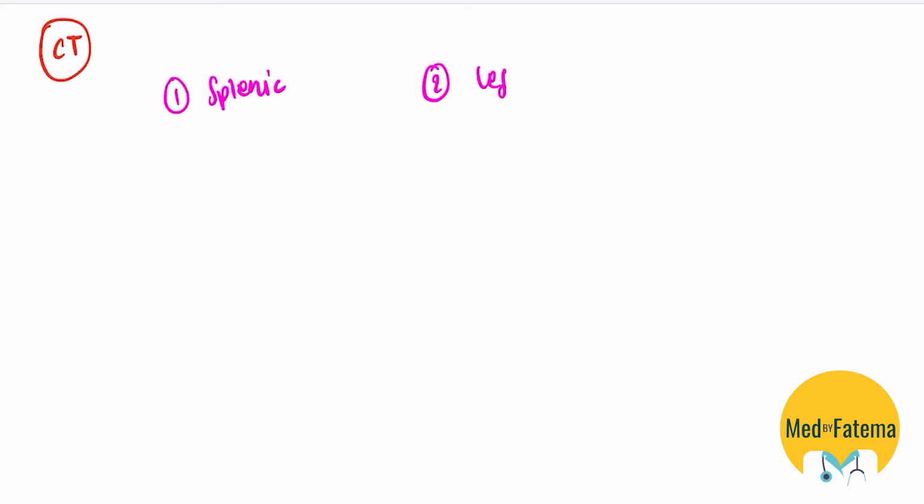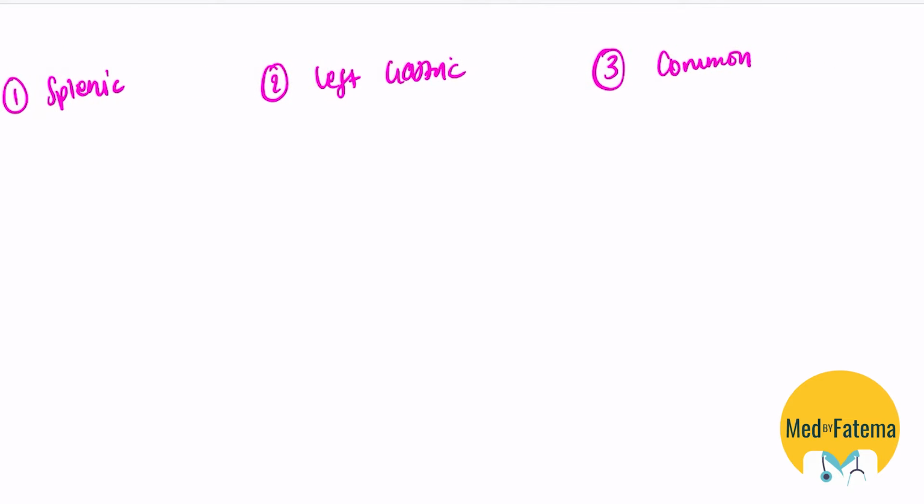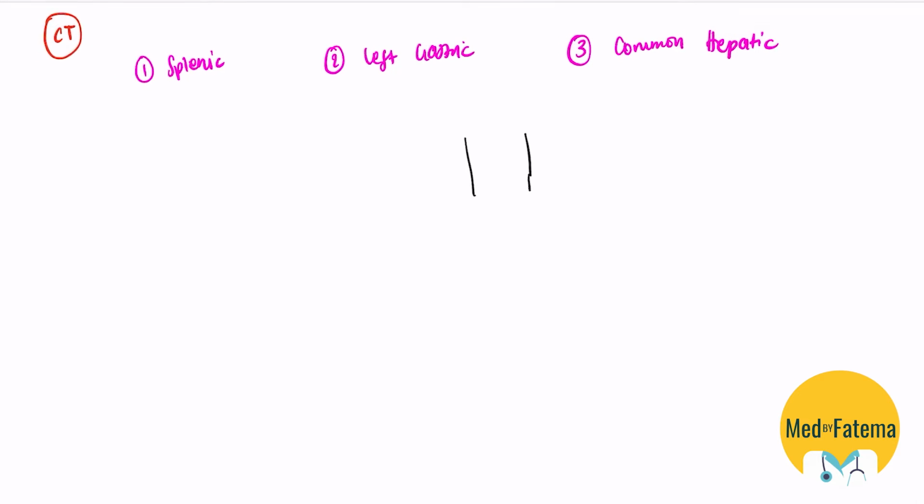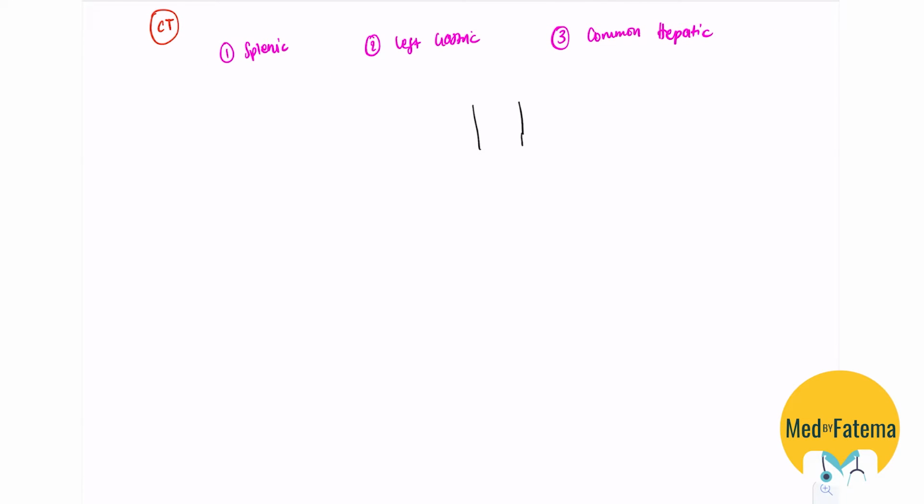Right, now let's talk solely about the celiac trunk. The celiac trunk is made up of three main branches: the splenic artery, the left gastric, and the common hepatic. I'm going to draw out the rough sketch of the stomach again, so that we can go through the blood supply of the celiac trunk. Okay, so here we go.